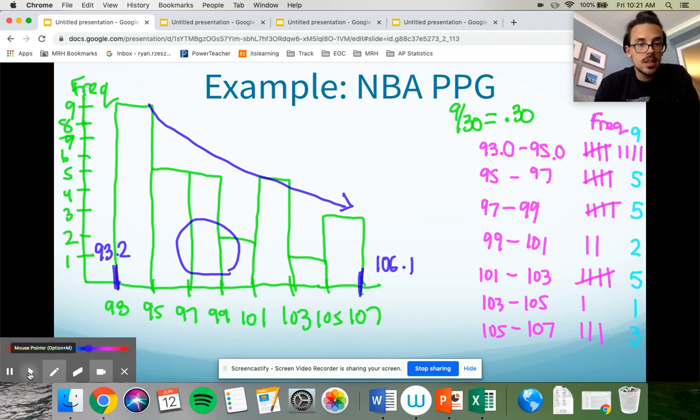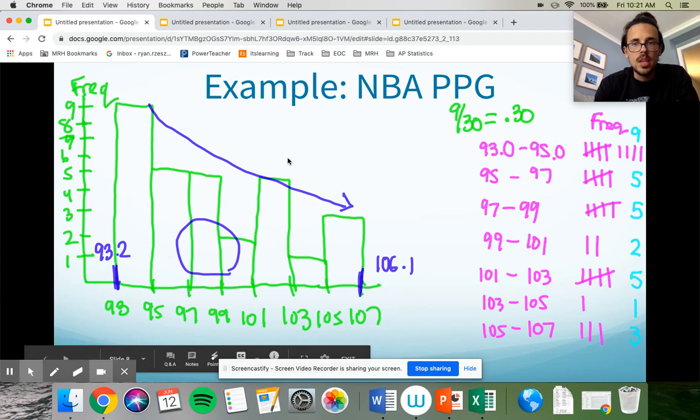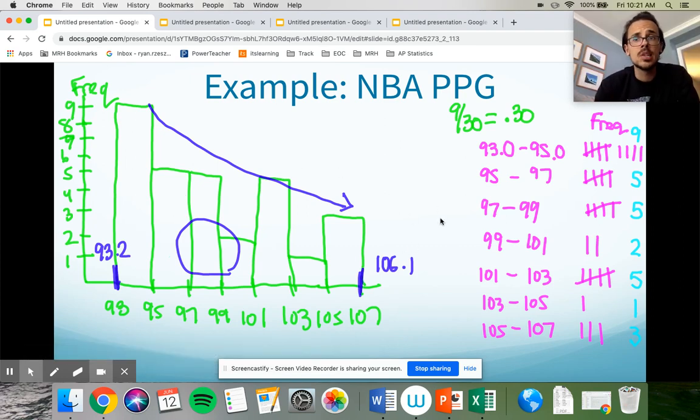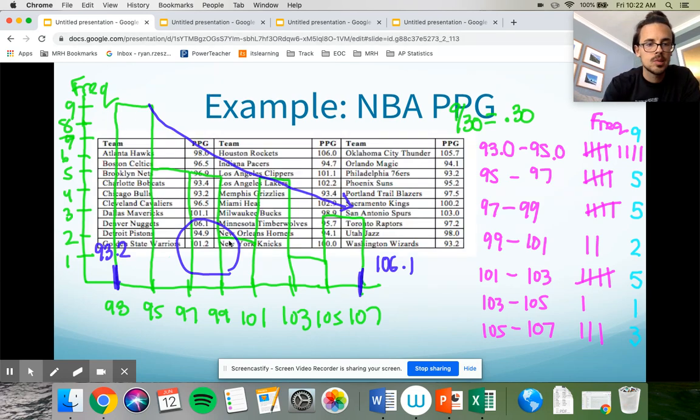The last thing I want to talk about in this video is how you make a graph like this on your calculator. Because making a histogram by hand is awful. I might make you do it on the one quiz just so I know you know how, but never again after this quiz will I probably make you make a histogram. It's going to be a situation where I give you a histogram or you can use your calculator to help you out. So let's talk about how that works.